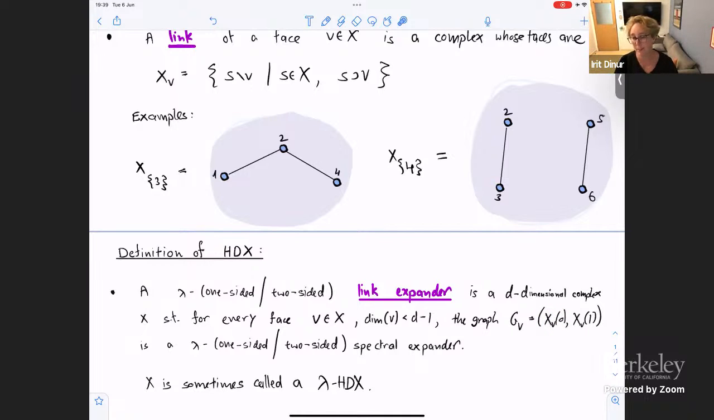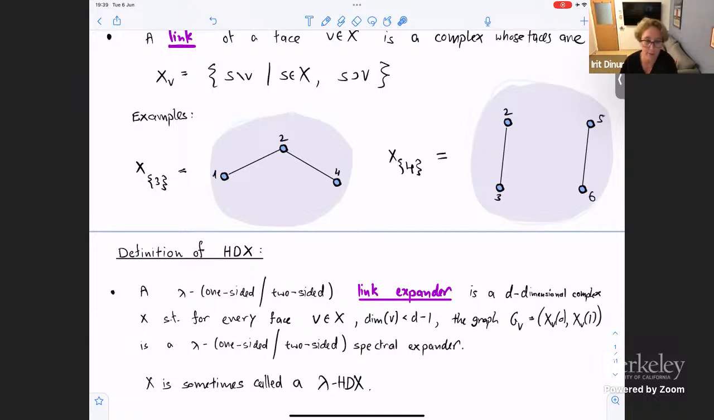And the edges of X sub V are basically the pairs of neighbors of V that participate in a triangle with V. Okay, so this gives me a graph. This is called the one skeleton of the link. So again, I look at a face V, I look at this neighborhood of V and the one skeleton of what's around V. And I require that this graph itself is a lambda expander. Okay, this is the definition. And in this case, sometimes people call this lambda spectral high-dimensional expander or link expander. These are the names so far.